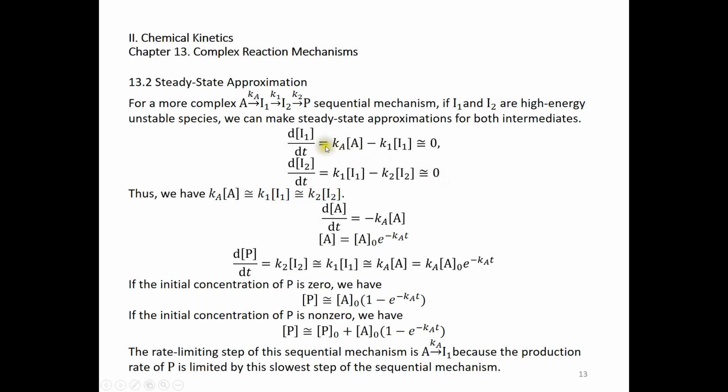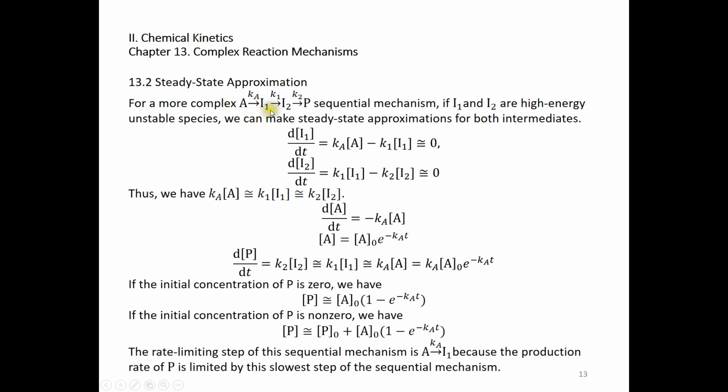The exact expression of dI1/dt is Ka A minus K1 I1. The exact expression of dI2/dt is K1 I1 minus K2 I2. And it's also roughly 0.